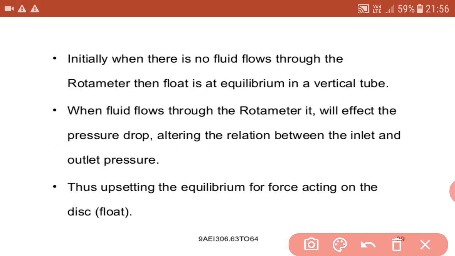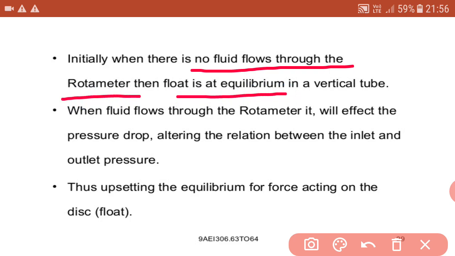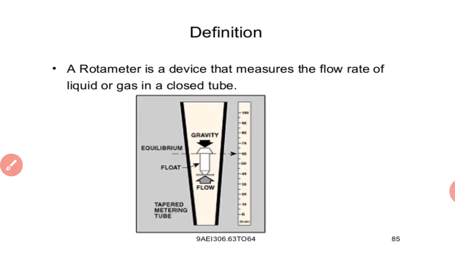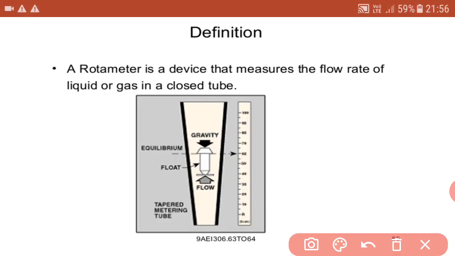Initially, when no fluid flows through the rotameter, the float is at equilibrium in the vertical tube. Here we can see this is the equilibrium state. Whenever no fluid is flowing, the float will be at the equilibrium position.